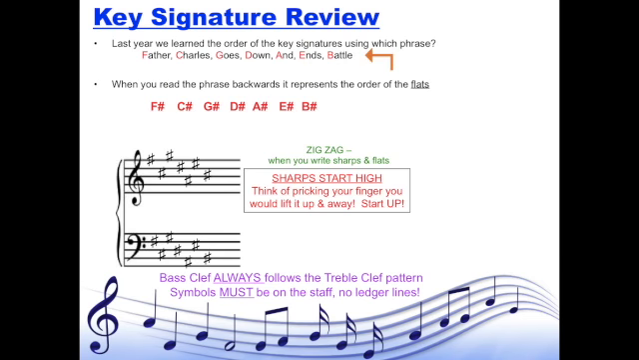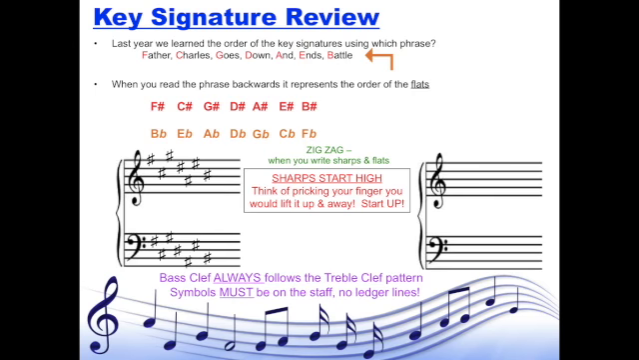Now, when you read the phrase backwards, it represents the order of the flats, right? So if we say Battle Ends and Down Goes Charles' Father, that's the order of the flats. Now flats, unlike sharps, they start low. So you're going to write your first flat low on the staff, and then you're going to go up, right? So it's going to be low, and then you're going to zig up, and then zag down, and then zig up, and then zag down.